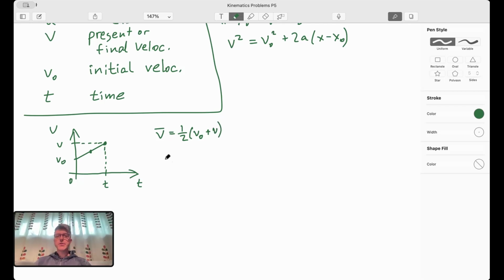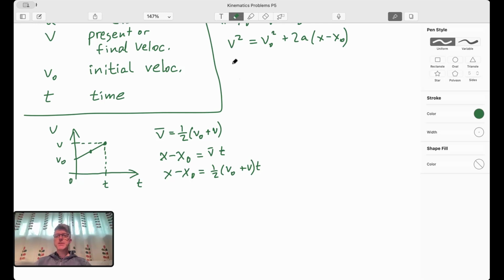But if we wanted to find out the displacement, we could go like x minus x naught is equal to the v average times the time, right? So v average is the displacement over the time, so we just pulled the time to the other side. And so we can actually just replace this guy in there. And so we end up with x minus x naught equals 1/2 v naught plus v times the time. So I just quickly derived that fourth equation.